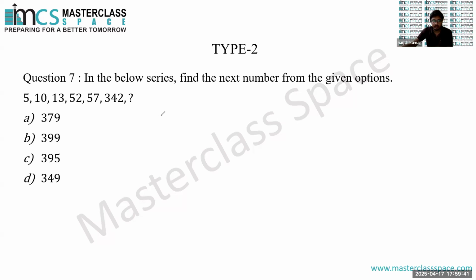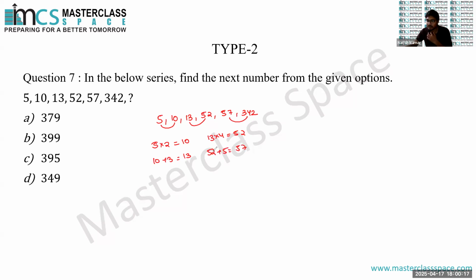So the series is 5, 10, 13, 52, 57, 342. Again, if you happen to see, this is a multiple, this is a multiple, and this is also a multiple. So 5 into 2 is 10. But how do I get 13 from 10? Well, 10 plus 3 is 13. Then 13 into 4 is 52. So how do we get 57 from 52? Well, 52 plus 5 is 57.